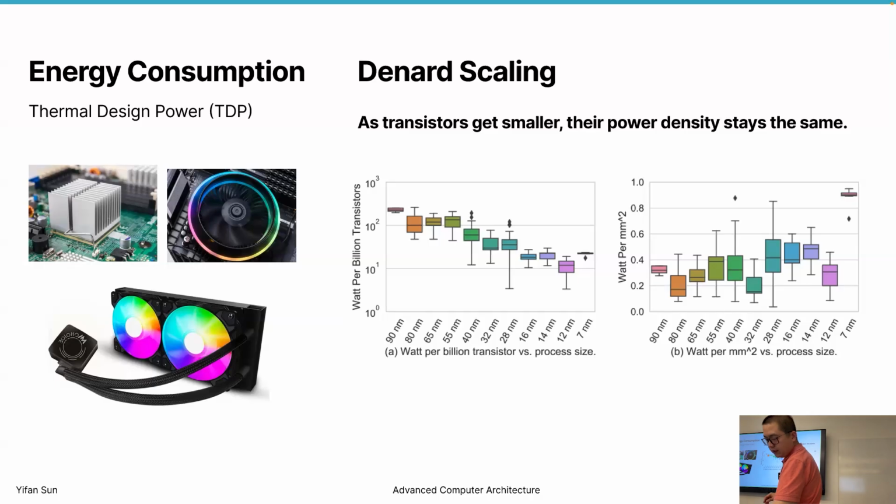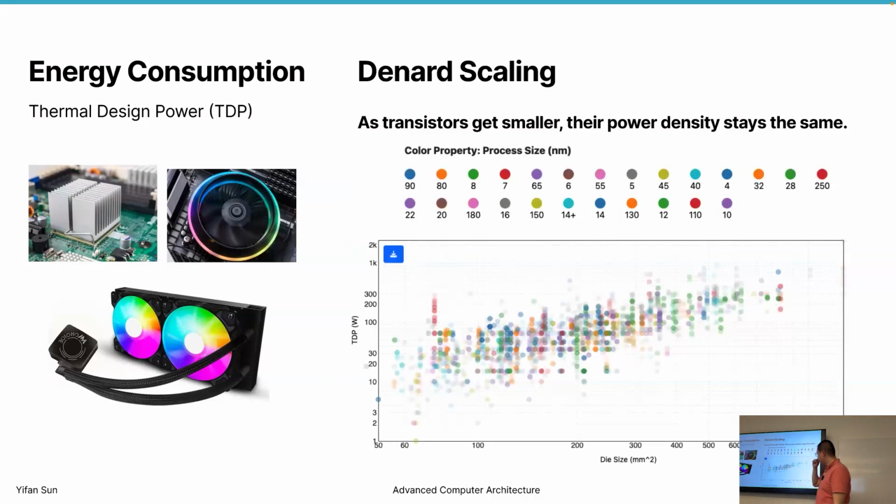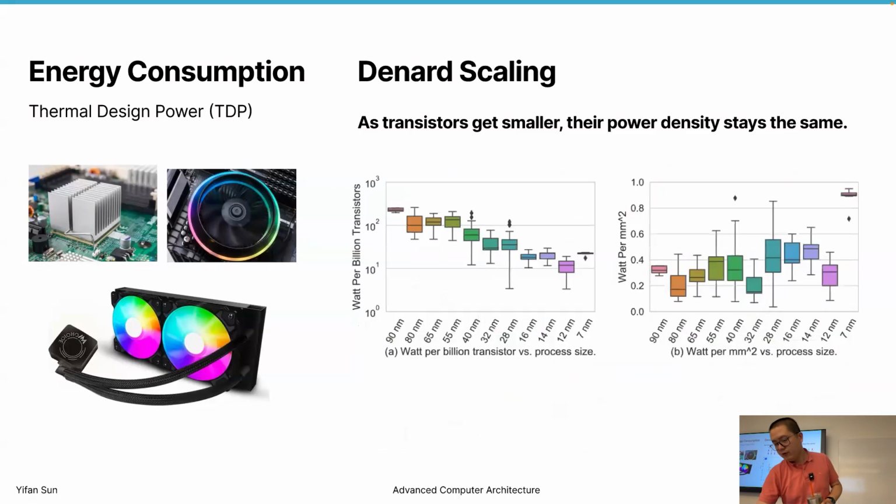Then I took newer data relatively recently. It's not as good as the previous one, but as you can see here, as we increase the die size, the TDP is somehow increasing. So I would say Dennard scaling is not as valid as Moore's law today. Dennard scaling is seriously being challenged. Even if you look at this one, it looks rather stable, right? So it seems Dennard scaling is there.